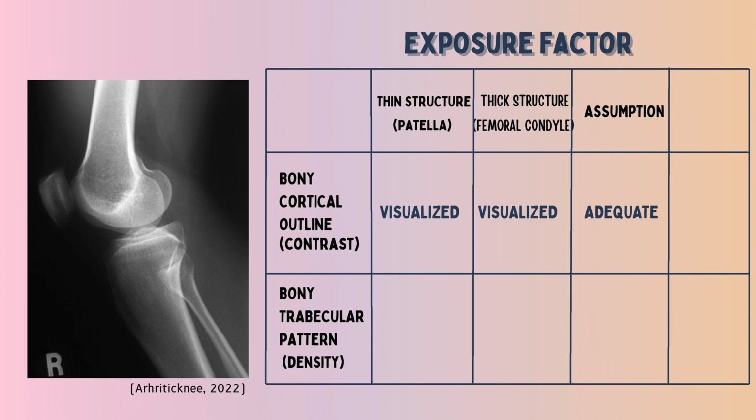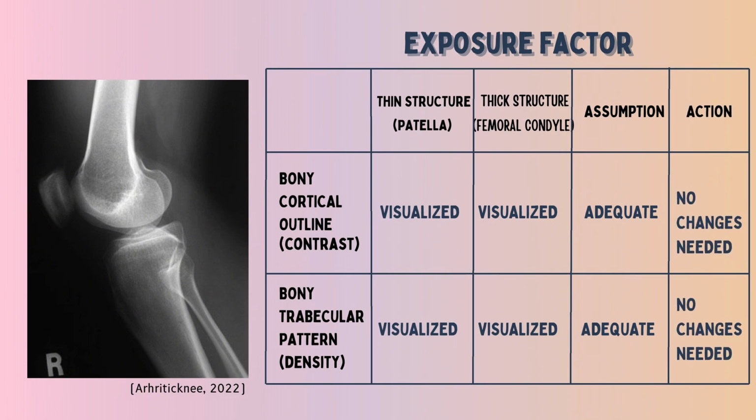Now, in terms of the density of the image, the bony trabecular pattern for the thin structure, which is the patella, can be seen. And the bony trabecular pattern for the thick structure, which is the femoral condyle, can also be seen. Therefore, the MAS used for this radiograph is adequate for image density and detail. Therefore, no changes need to be done on both KVP and MAS because they are already suitable. The exposure factor used in this radiograph is appropriate because both of the bony cortical outline and the bony trabecular pattern are visualized.